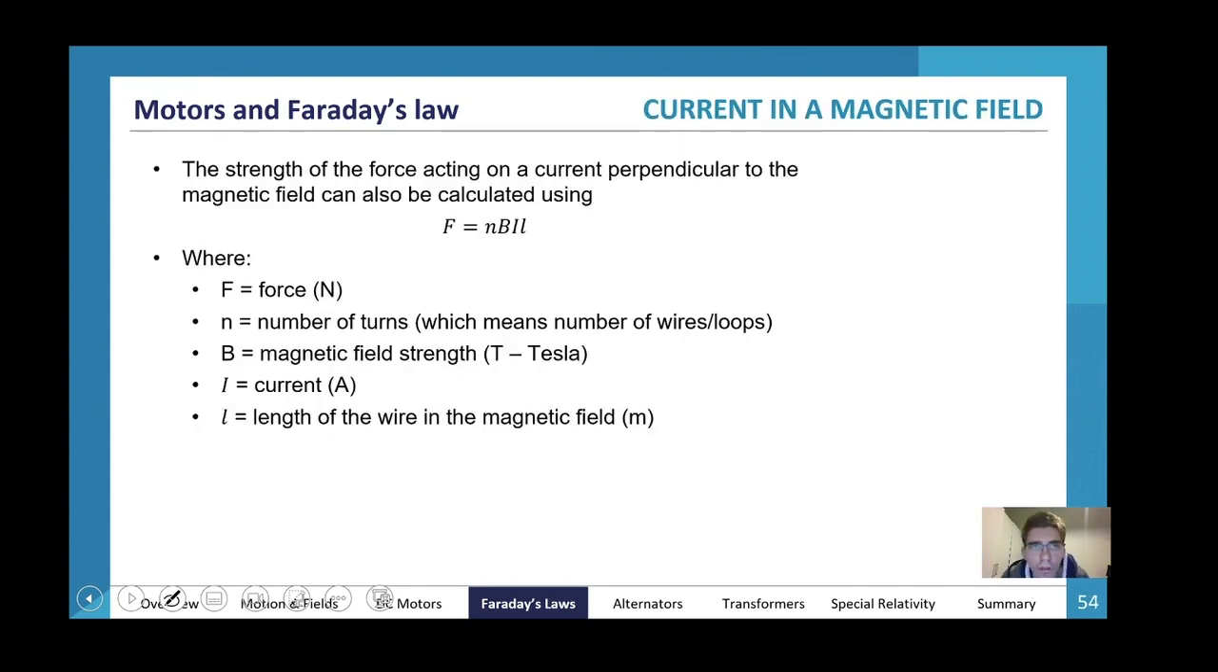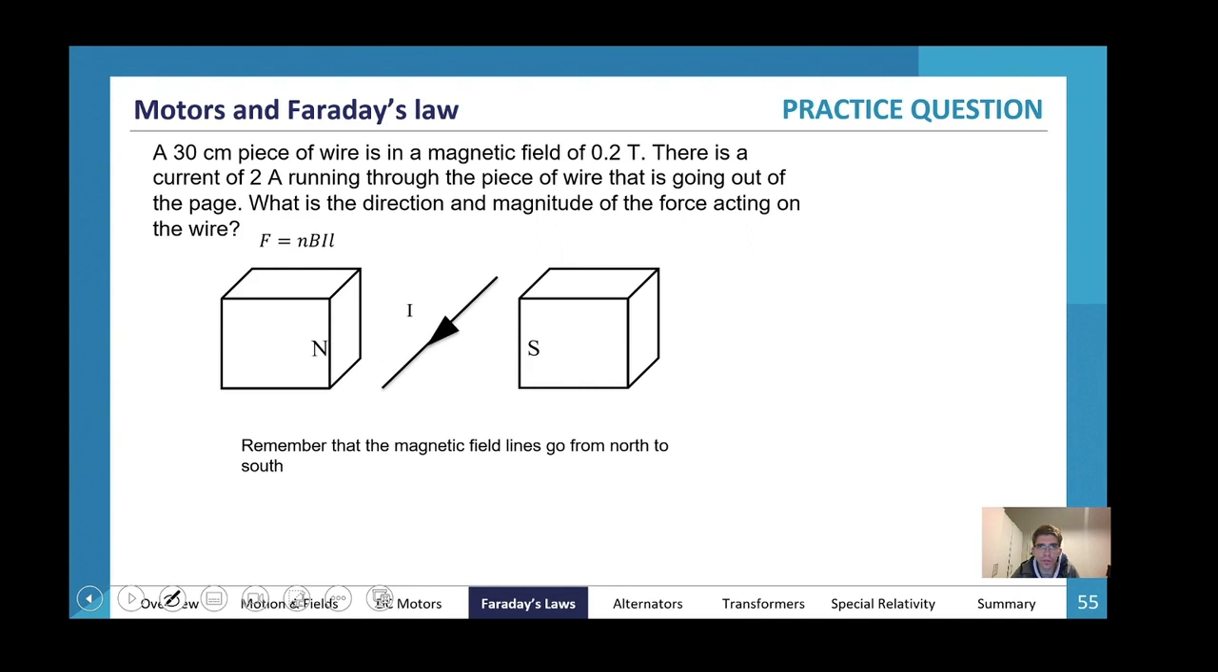So how do we find the strength of the force acting on a current perpendicular to the magnetic field lines? Well, we find it by using the formula F is equal to NBIL, where F is the force in newtons, N is the number of turns of wire, B is the magnetic field strength, I is the current, and L is the length of the wire in meters. So let's have a go at this practice question for a bit. And these are Vega practice questions, by the way, so they're good ones.